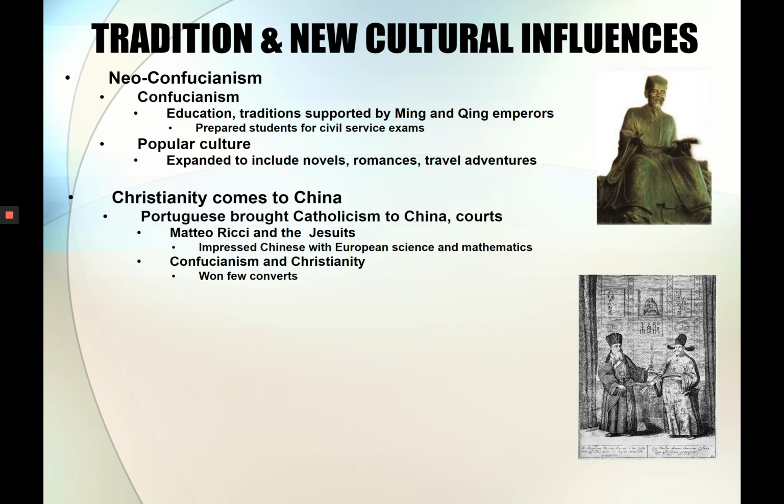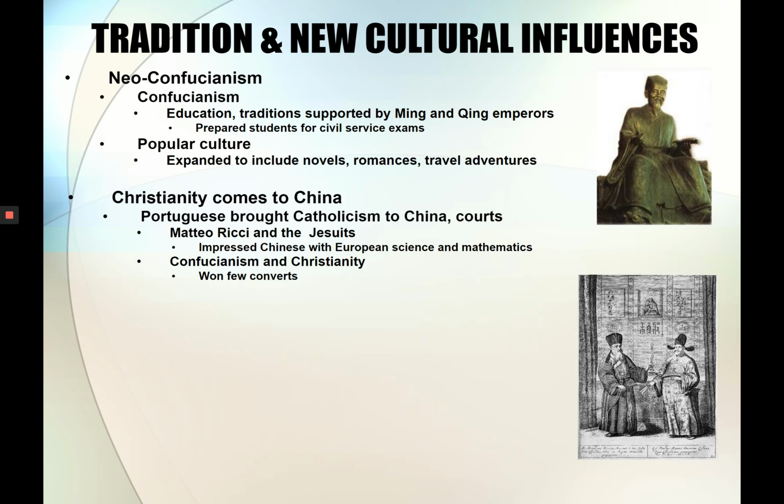And they were the only ones who kind of knew about these technologies, and they were the only ones who could fix the clocks and stuff as clocks began to spread in China. And so that's how they kind of got their foot in the door and were allowed into China. And so the Jesuits did begin to spread some Christianity, but they really didn't win very many converts.